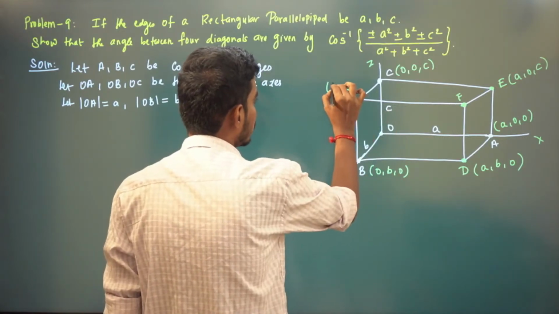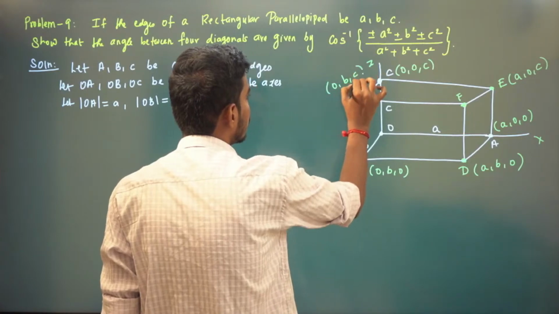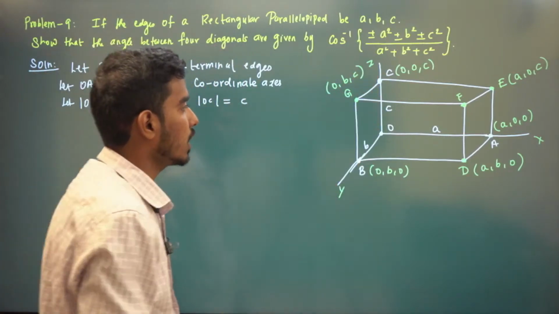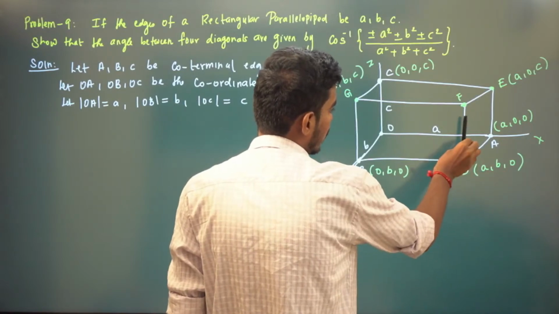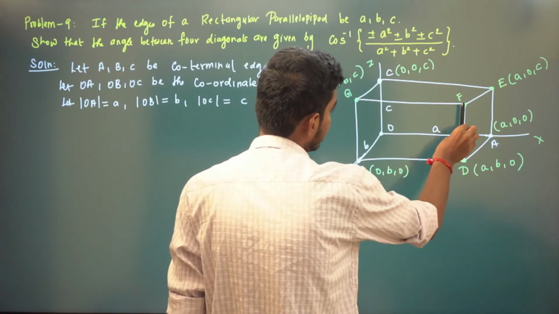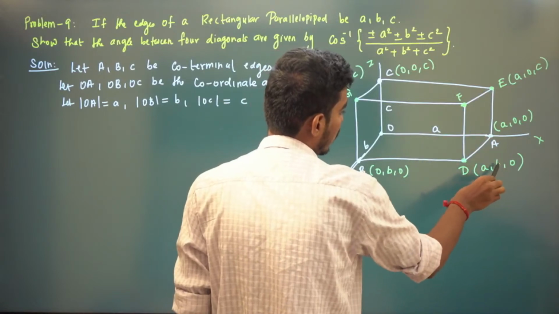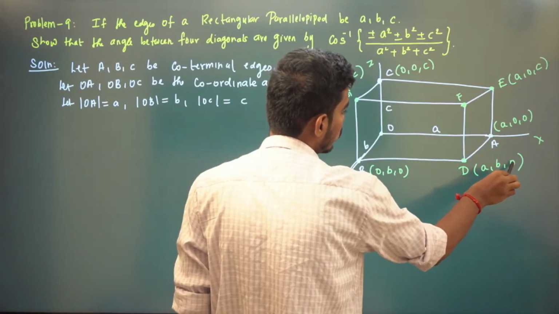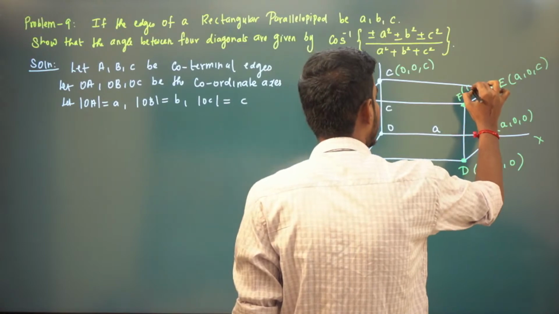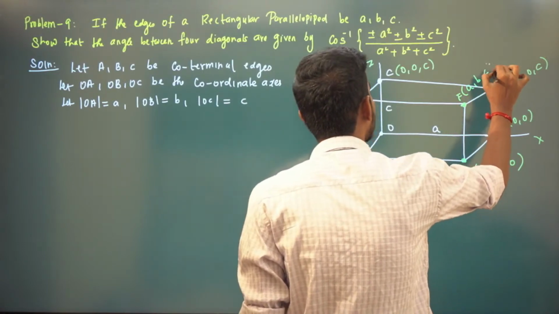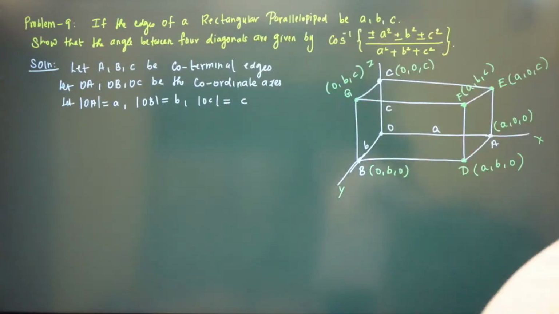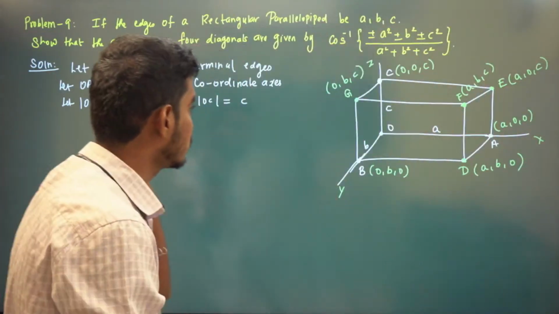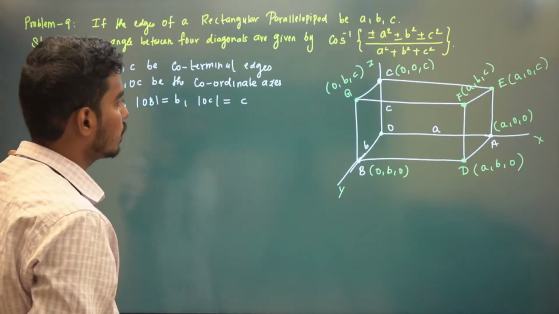So this point will be 0, b, c. And what about the point F? So we are at a, b, c, and we are moving in the z axis c units. So already it is a, b. In the z axis we are moving c units. This point will be a, b, c. Right. So remember how to plot the vertices of this rectangular parallelepiped.